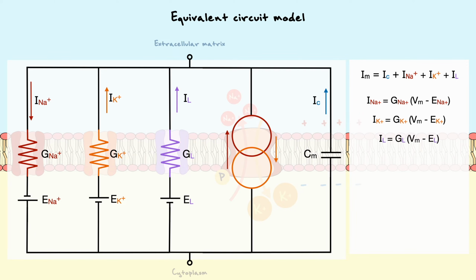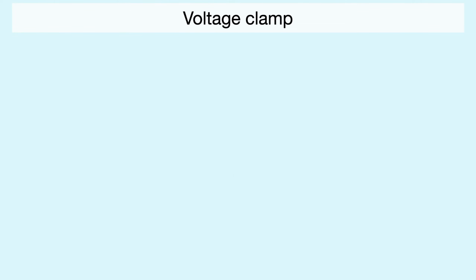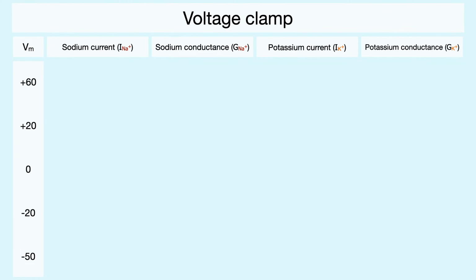From these equations, we can thus get an expression for the conductance of each ion, which is simply the current divided by the driving force. To illustrate how the conductances evolve over time and voltage, let's consider some voltage clamp recordings. So, for a range of membrane potentials, let's simply consider the shapes of the current and the conductances without even thinking of any numbers to see what relations we can establish purely from the curves.